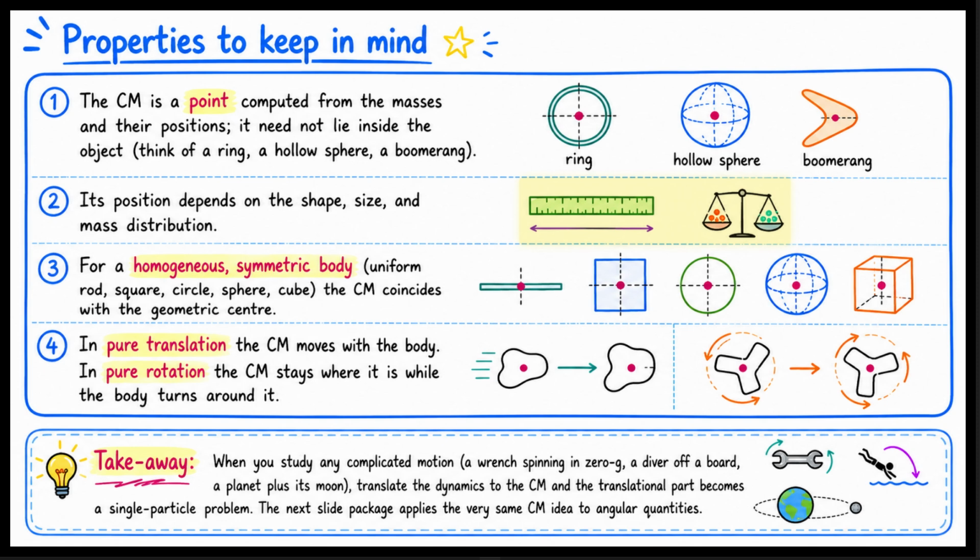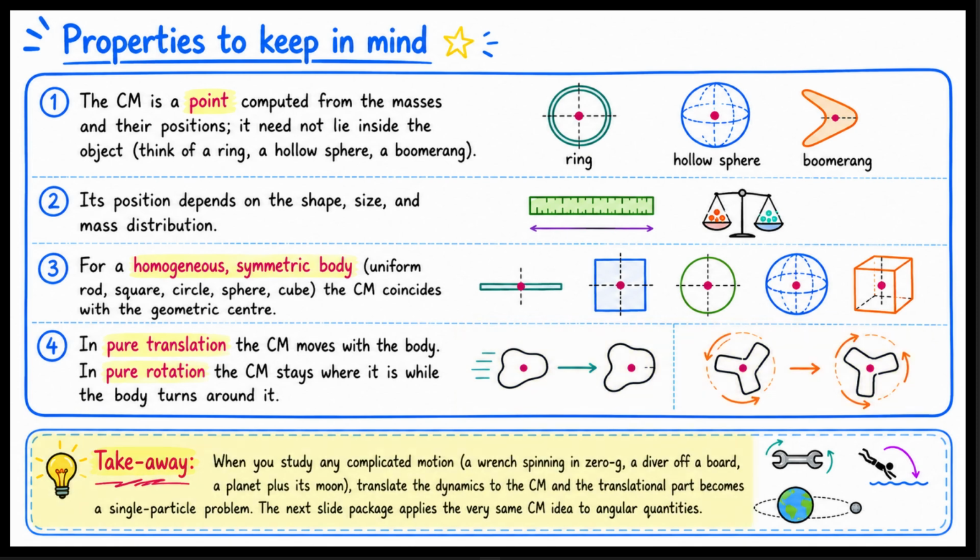Third, for a homogeneous symmetric body, such as a uniform rod, a square, a circle, a sphere, or a cube, the center of mass coincides with the geometric center. Fourth, in pure translation, the center of mass moves with the body, while in pure rotation, the center of mass stays where it is and the body turns around it.